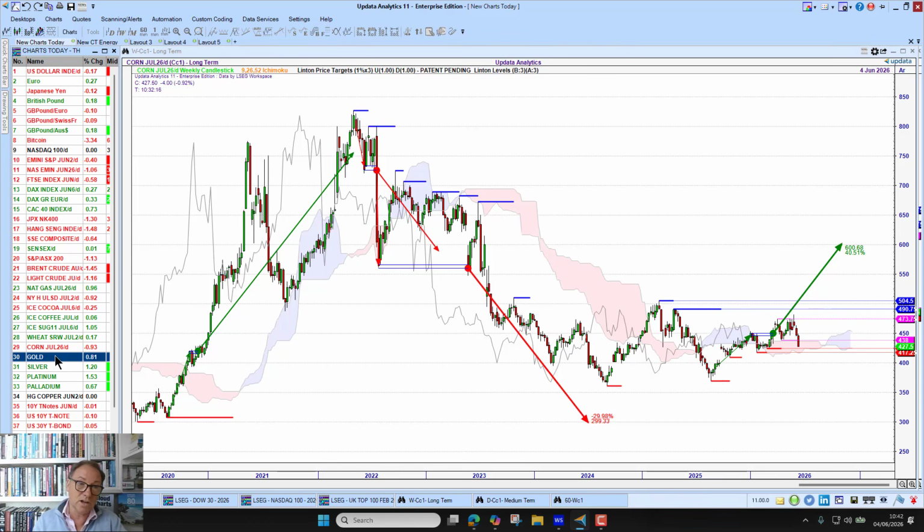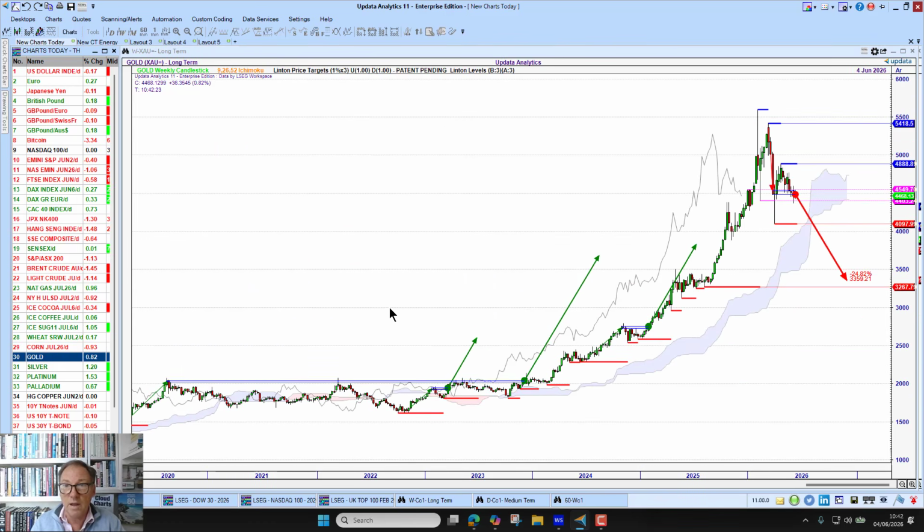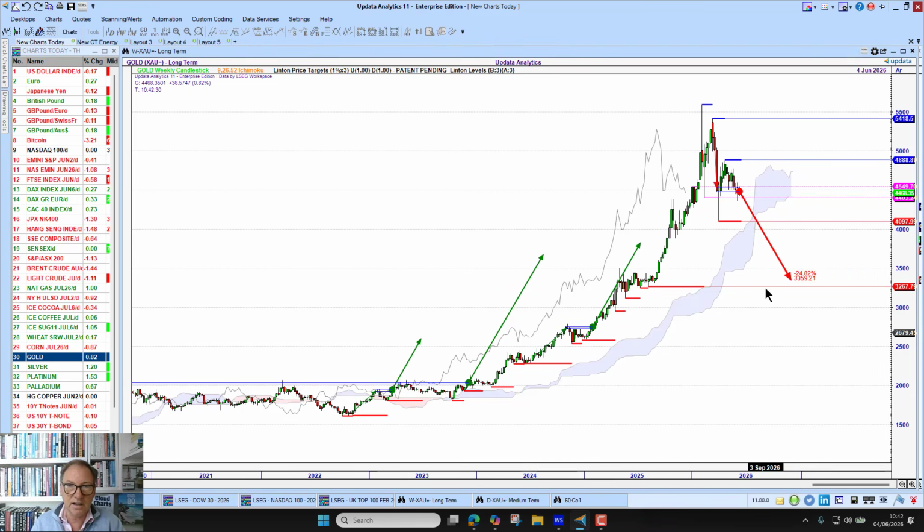Now, gold was one of the charts we talked about in the interview as well, and since that time, in the last couple of days, we have activated this downside target. We are still bullish above the cloud, so gold could fall all the way back to 4,000 and still maintain that long-term bull trend, but the medium-term trend is bearish.